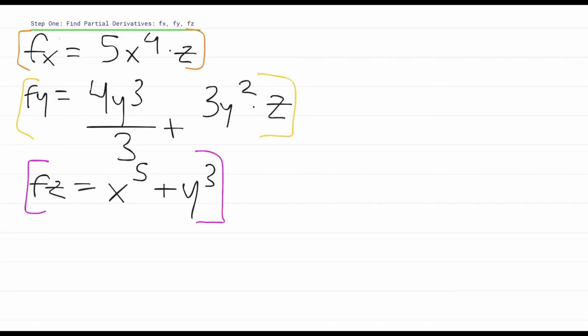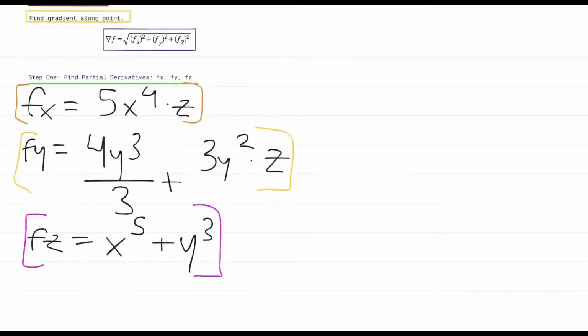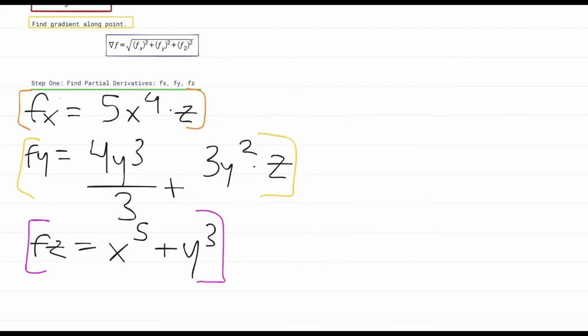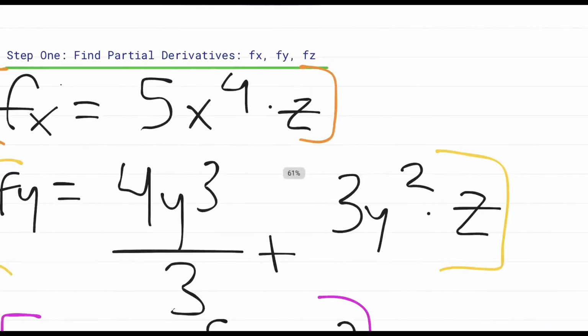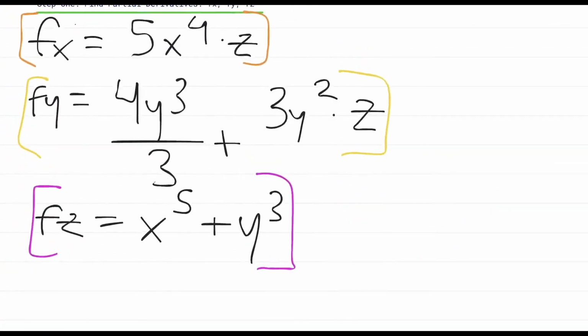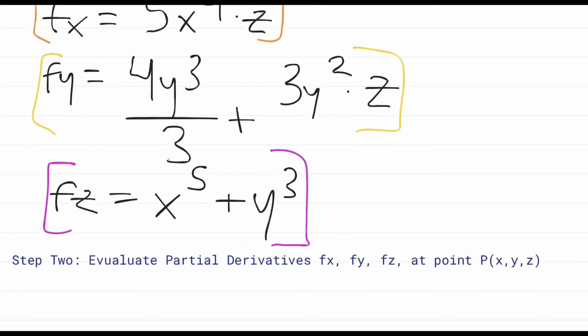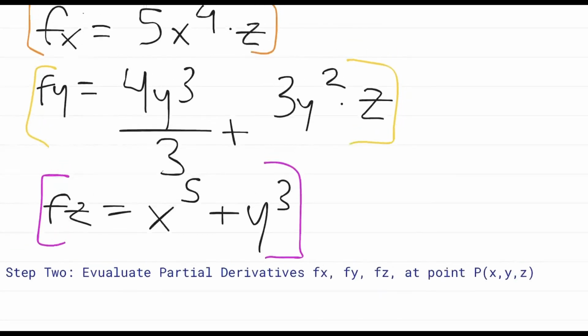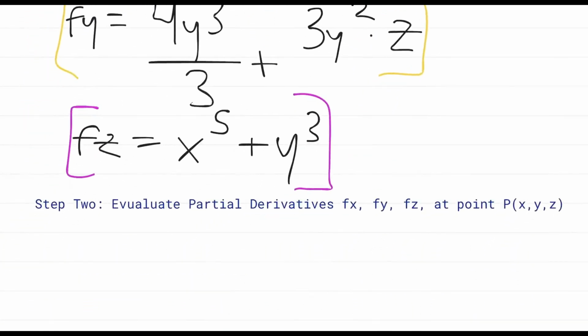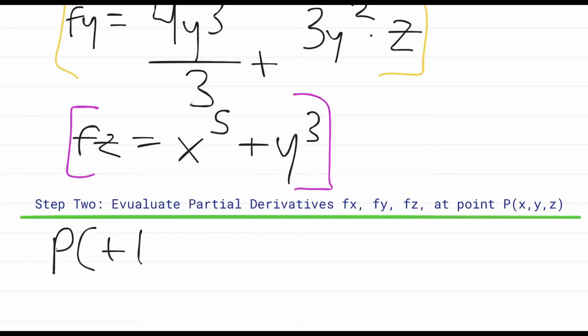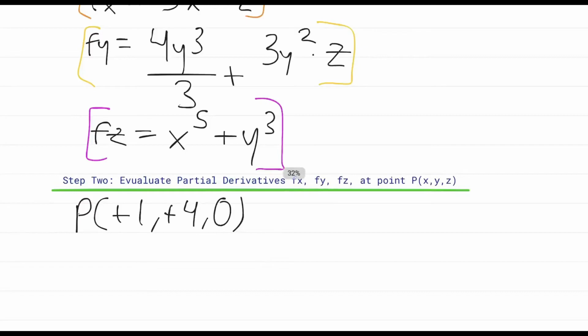So now that we completed step 1, which was just simply to find the partial derivatives of the function that we were given, which was, as we can see here in the red rectangle, y⁴ divided by 3 plus x to the 5th power times z plus z times y cubed. We found the partial derivatives for step 1. So in step 2, we're going to evaluate these partial derivatives at the point p, x, y, z. What's our point? Well, our point is plus 1, plus 4, 0. So I'm going to make note of the point so I don't have to scroll back upwards.